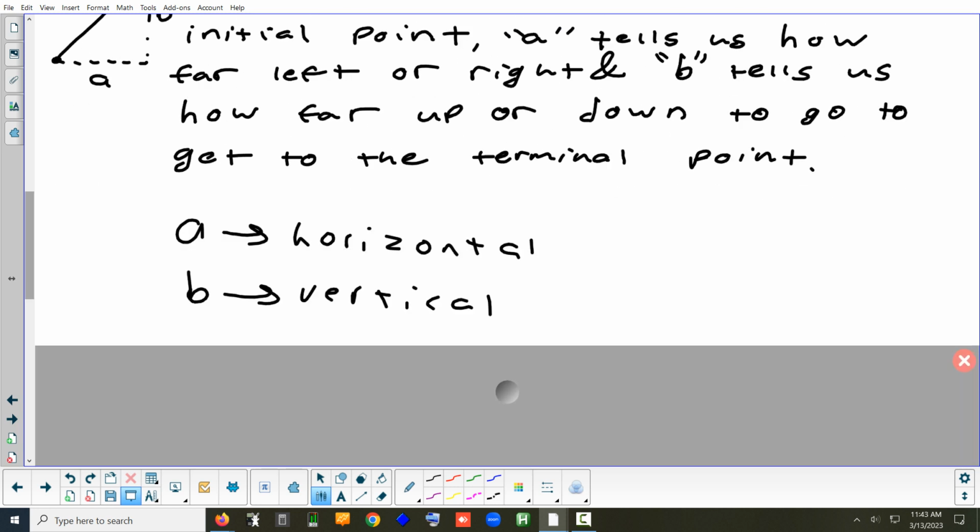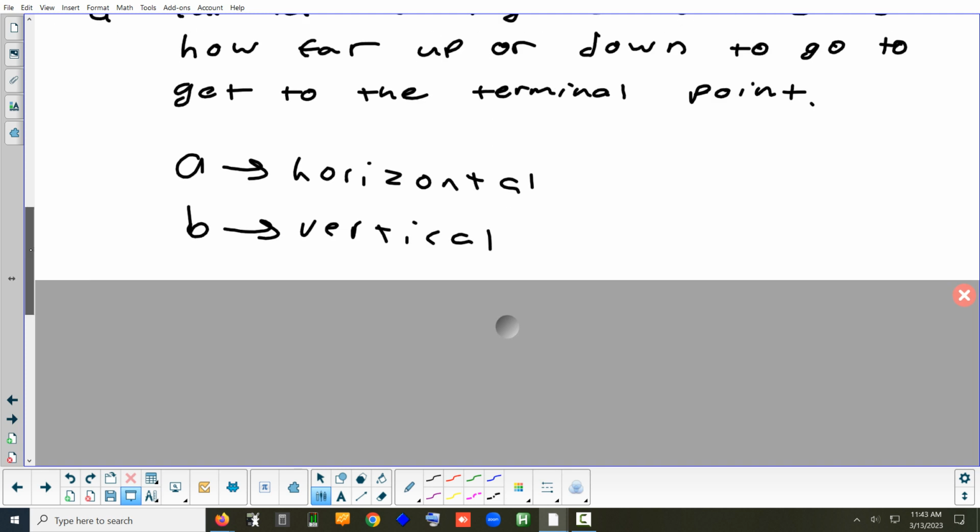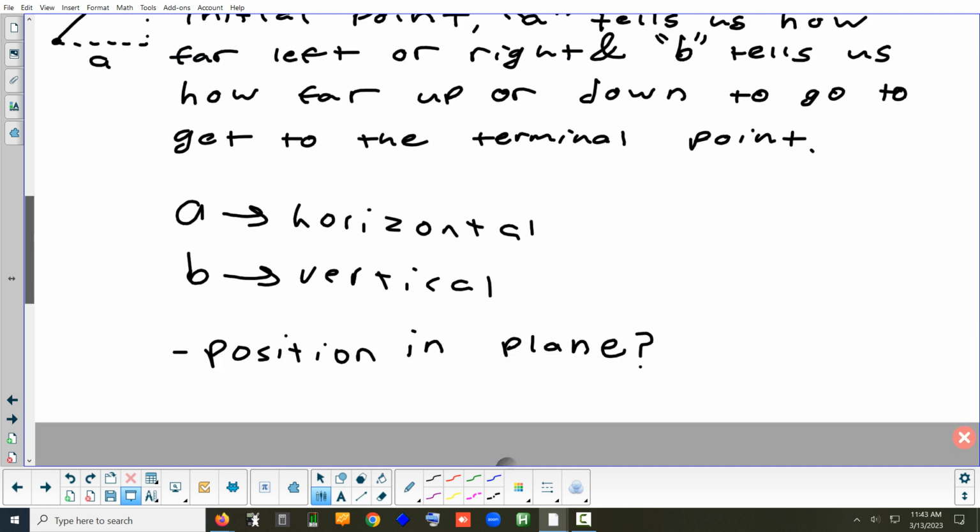I kind of already said that. So A is the horizontal component, B is the vertical. At least in 2D, you could think of it that way. So this is the question that Ben kind of jumped in and stole my whole thunder here. I was going to talk about it.